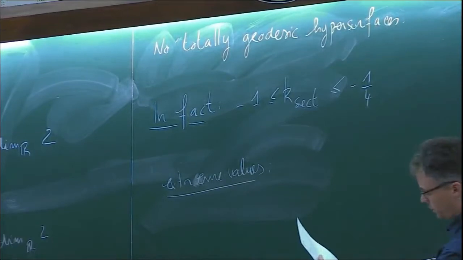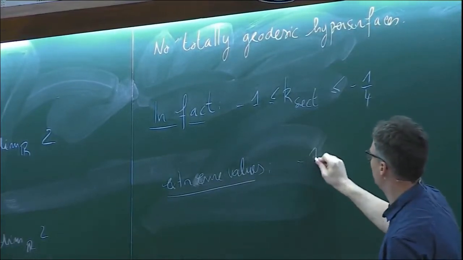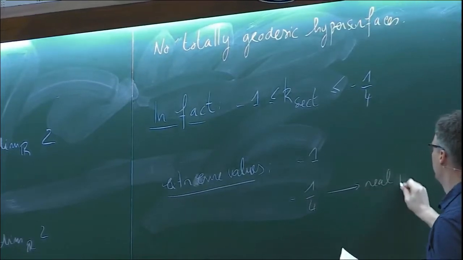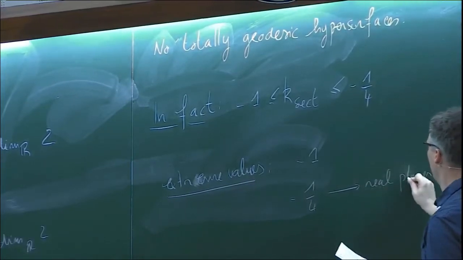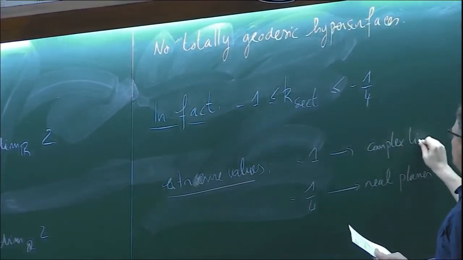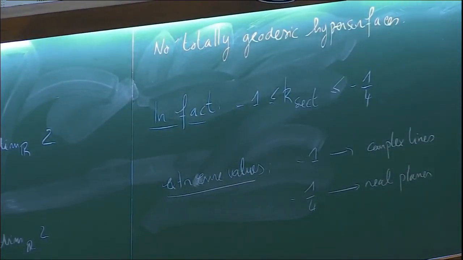So we are going to have -1 and -1/4. So this is in real planes, and this is in complex lines. So you see that set-wise, these two things look very similar, but they are, of course, not isometric to one another because they don't have the same sectional curvature.